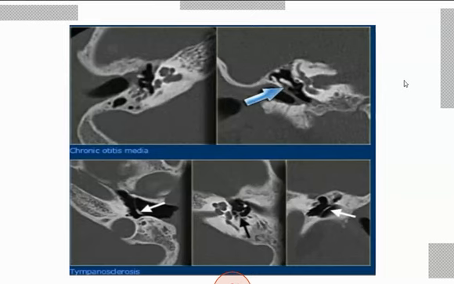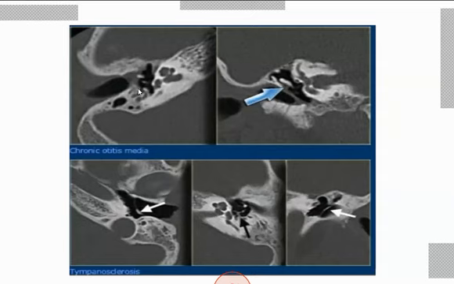And the third anomaly is an anomalous course of the facial nerve. Usually that is not seen in an X-ray, so you have to take a high resolution CT scan. And for comparison purposes, we should always take X-rays of both sides or a CT scan of both temporal bones.